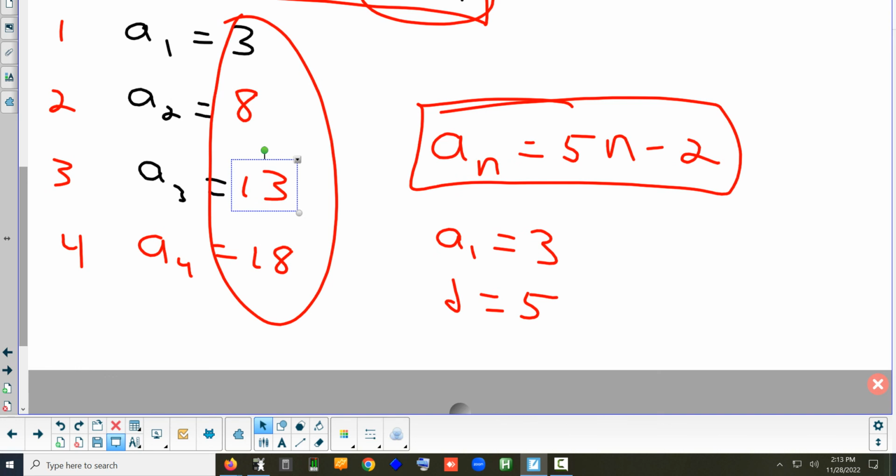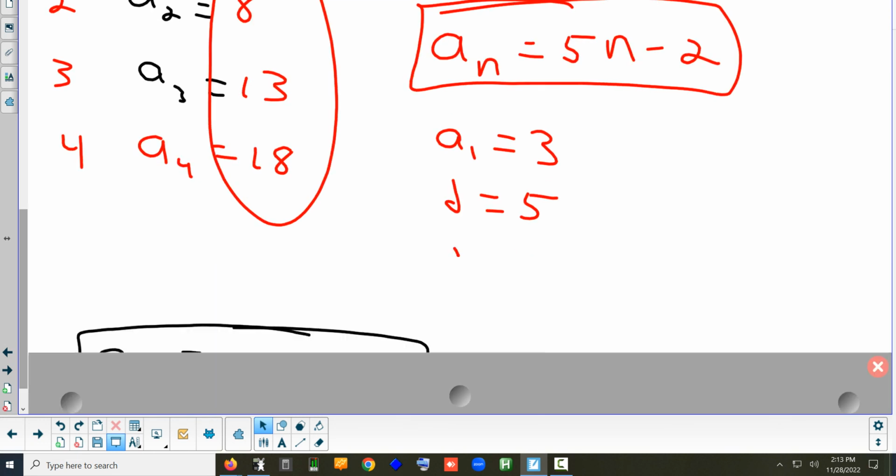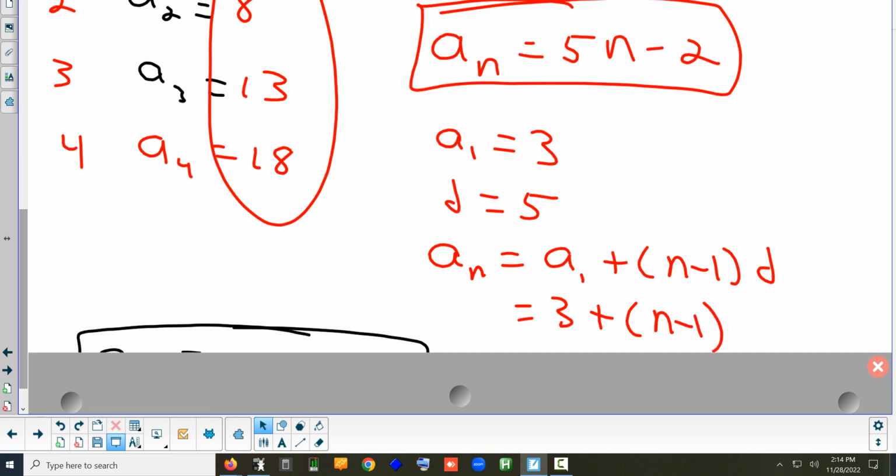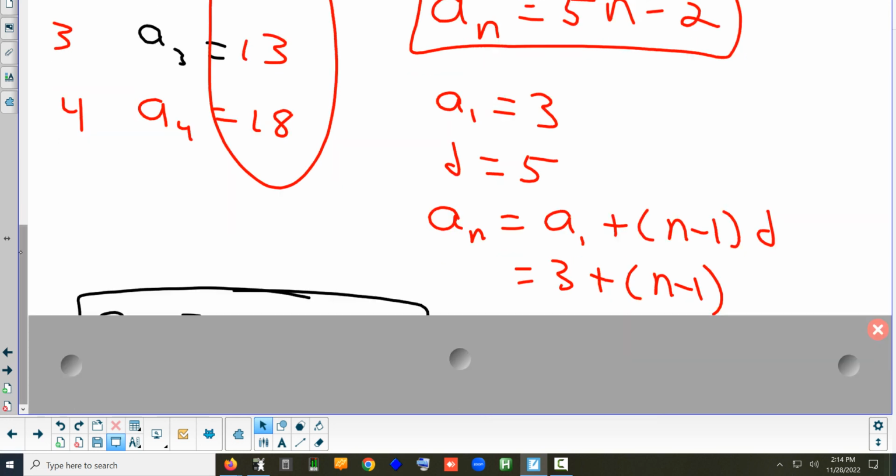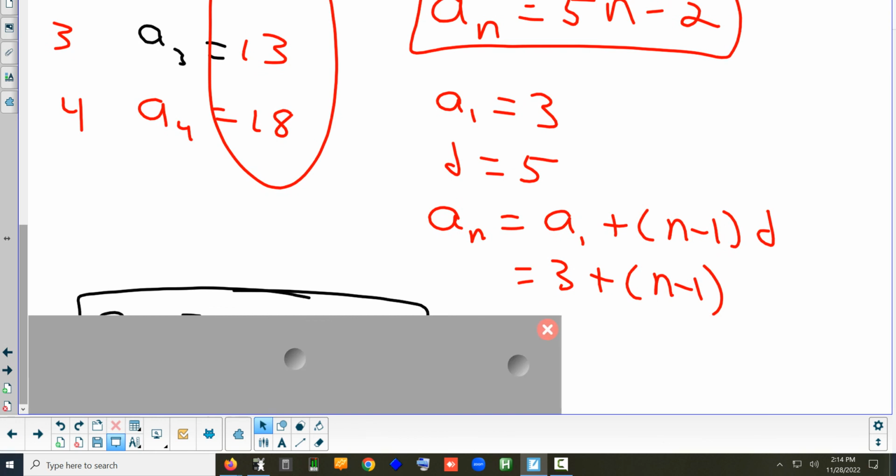Okay, so we've got the 2 pieces of information we need to figure out that formula, which now we're going to get by using what I just showed you. Can someone remind me, what was that formula again? A sub n equals a sub 1 plus n minus 1 times d. Let's fill it in and see what happens. So a sub 1 is 3 plus n minus 1. And what's d in this case? 5.